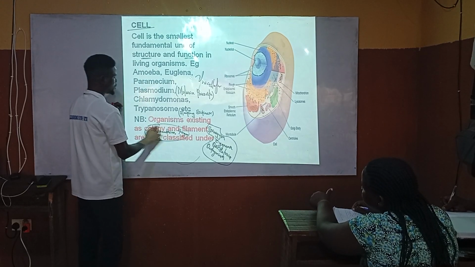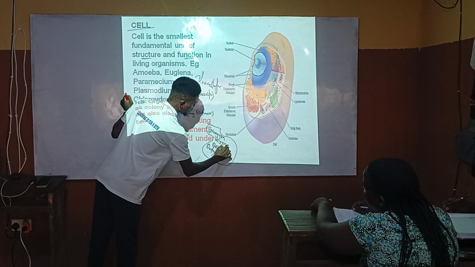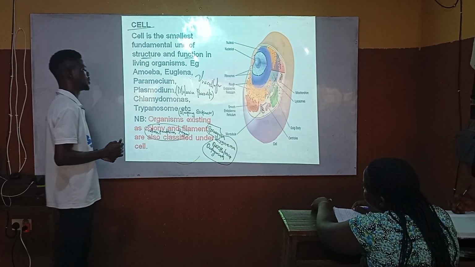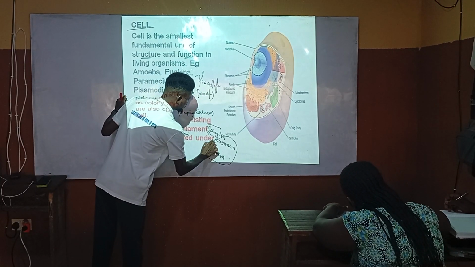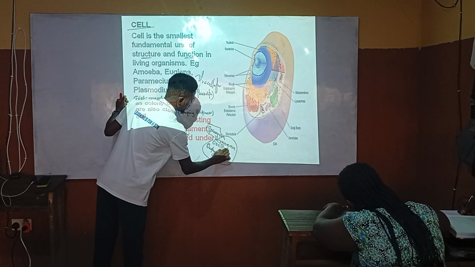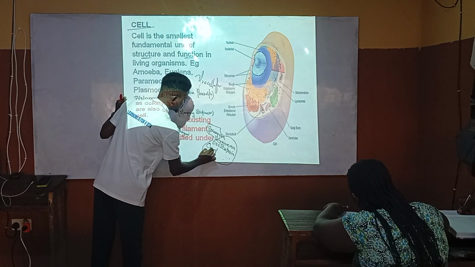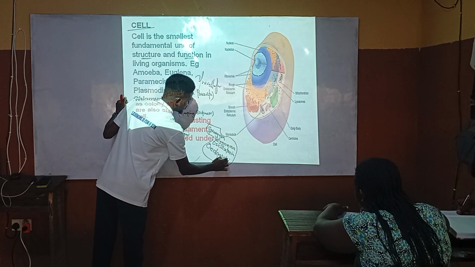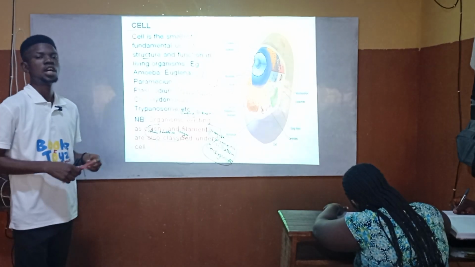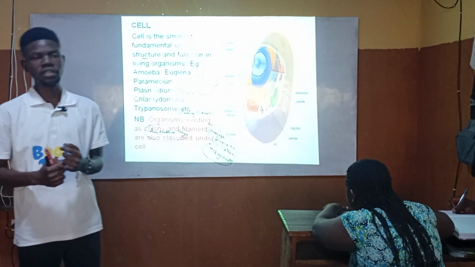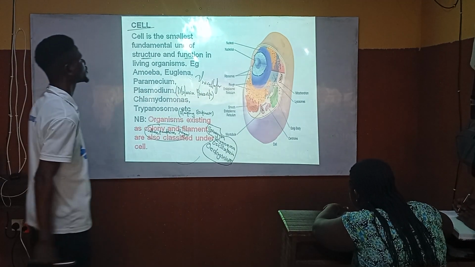Examples of organisms in colony. Organisms in filament: Spirogyra, Zygnema, Oscillatoria, Oedogonium. Alright, so those are organisms existing as filament. Don't forget, all the colonial organisms and the filamentous organisms are under unicellular organism. And it's an example of a cell. This is a cell.